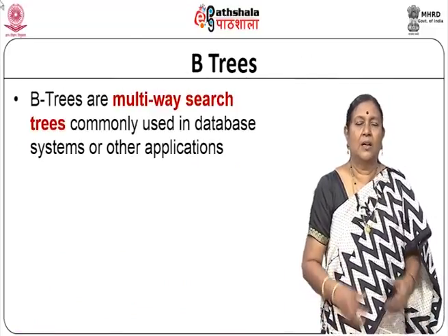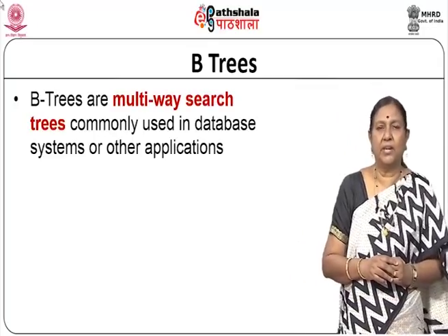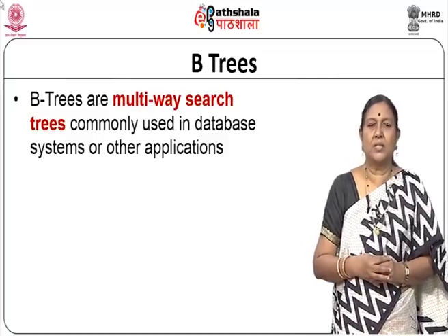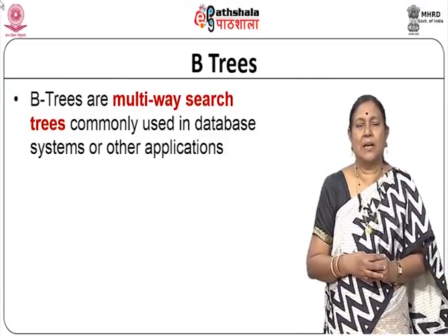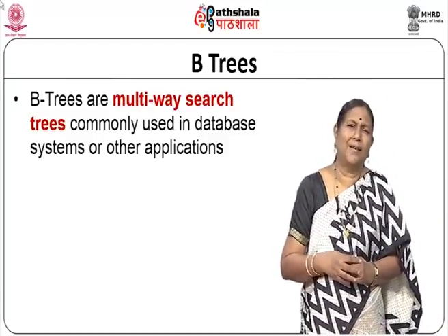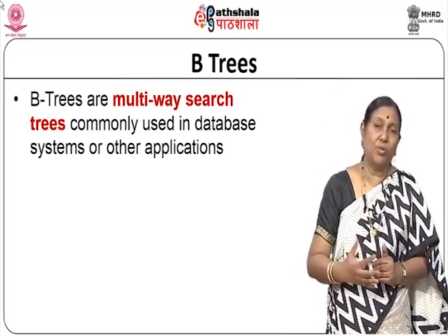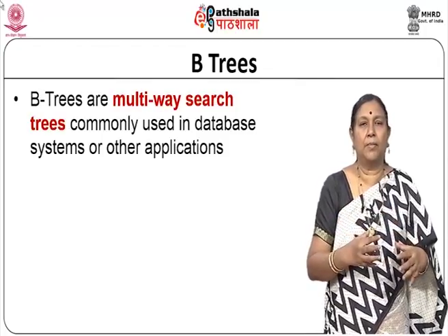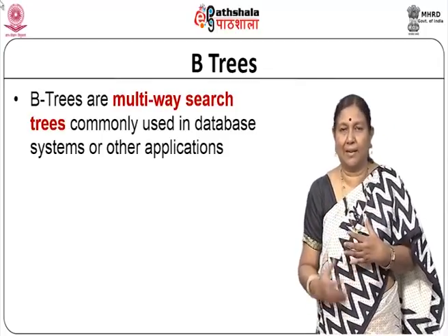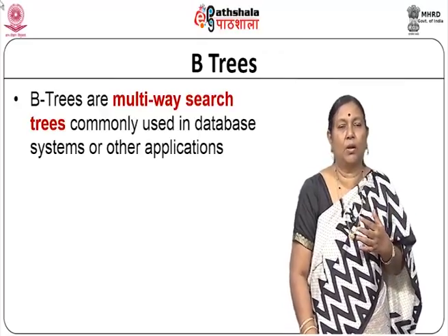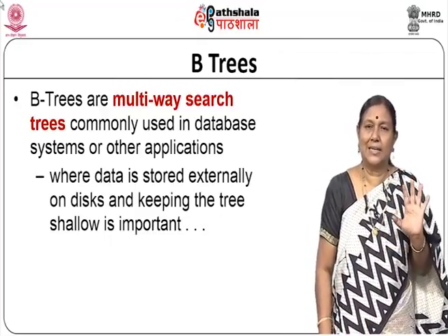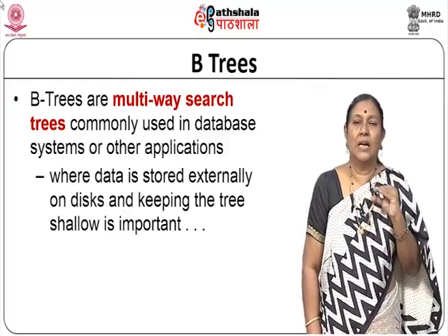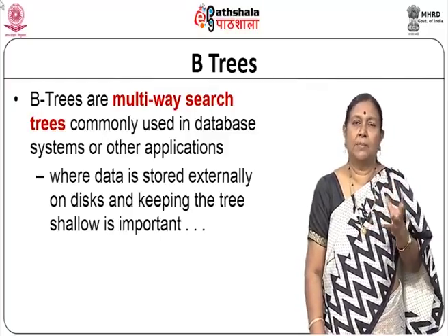So, B trees, as we already told you, are multi-way search trees. We know the property of search trees, commonly used in databases or other applications where we want to store a large number of keys. Not only that, we want to maintain the indexing in the main memory and have the actual key stored in secondary memory. We will describe that as we go along. And where data is stored externally on disks, keeping the tree shallow is very important because that will be in main memory.